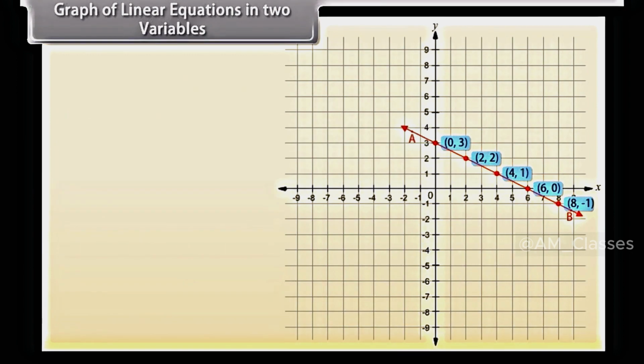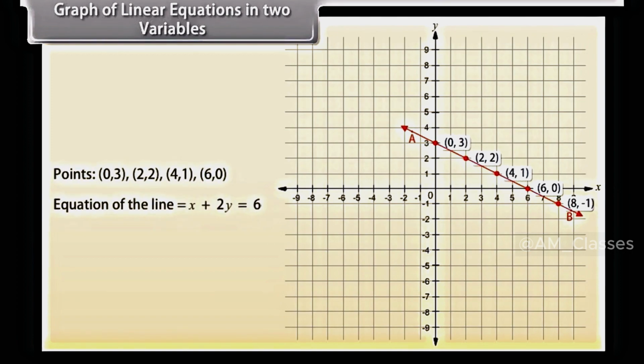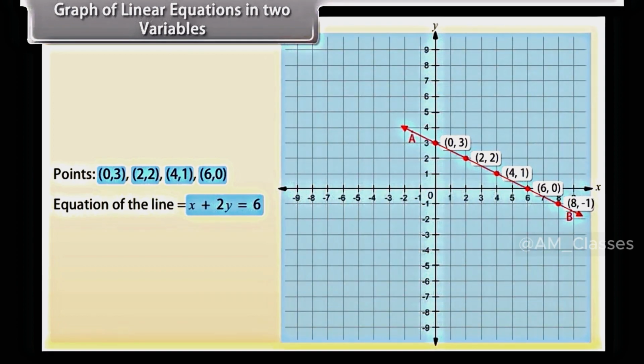So what we have observed in our previous screen? We have observed that every point whose coordinates satisfy the given equation lies on the line AB. Every point on the line AB gives a solution of the equation. So you can conclude that every point on the line satisfies the equation of the line and every solution of the equation is a point on the line. This is called the graph of the linear equation. So to obtain the graph of a linear equation in 2 variables, it is enough to plot 2 points corresponding to 2 solutions and join them by a line.